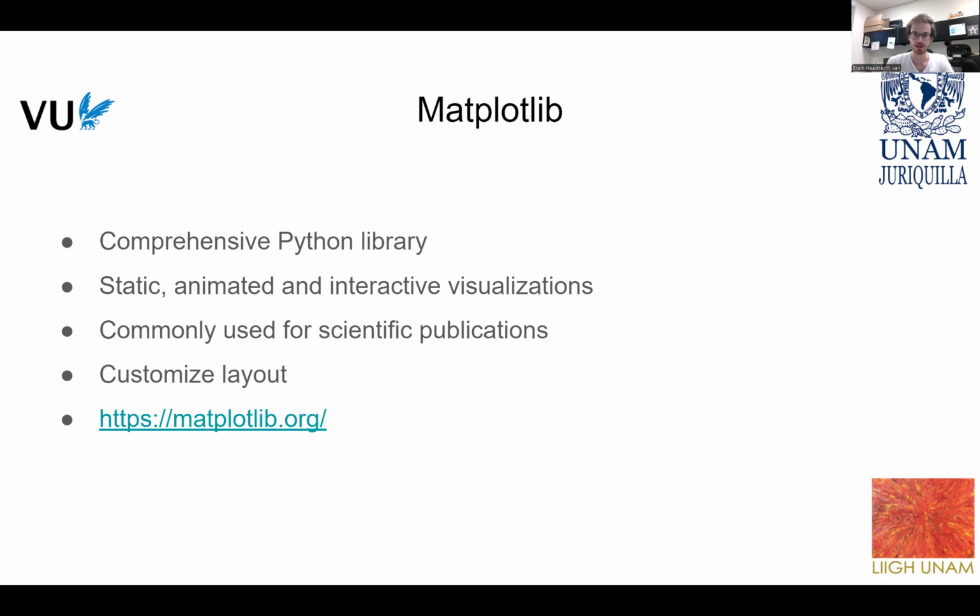So the first of these packages, Matplotlib, is a comprehensive Python library for data visualization. You can do many types of data visualization. You can make static images like the ones that you see in articles. You can also make animated or interactive visualizations. So, for example, in a website, you can include a type of visualization where the user can, with the mouse, slide a bar, for example, that changes the graph. All these types of things you can do with Matplotlib.